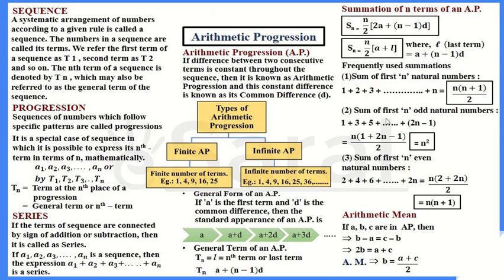Let us quickly recap whatever we learned. What is a sequence? It's a systematic arrangement of numbers according to a given rule. In an AP we find the common difference as a2 minus a1. A progression is a sequence of numbers which follows a specific pattern. The terms are a1, a2, a3 up to an, or you can mention them as t1, t2, t3 up to tn.